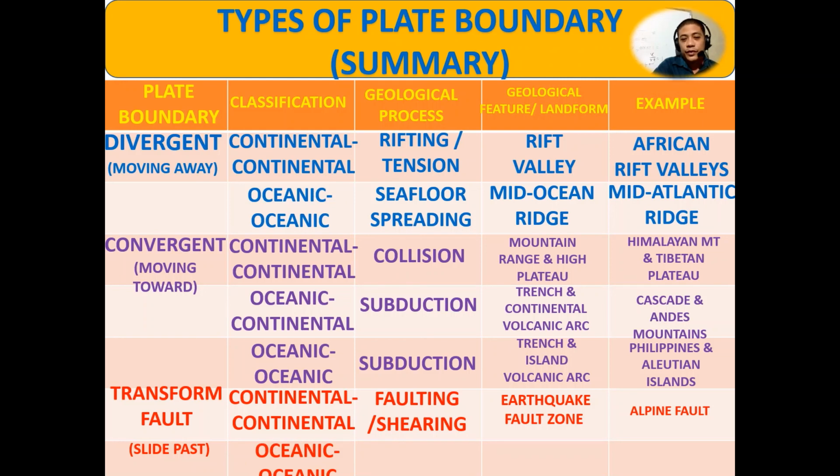And the second type of transform fault boundary is the oceanic transform fault boundary. Its process is still faulting or shearing. Its landform is still earthquake fault zone, and example is the San Andreas fault.